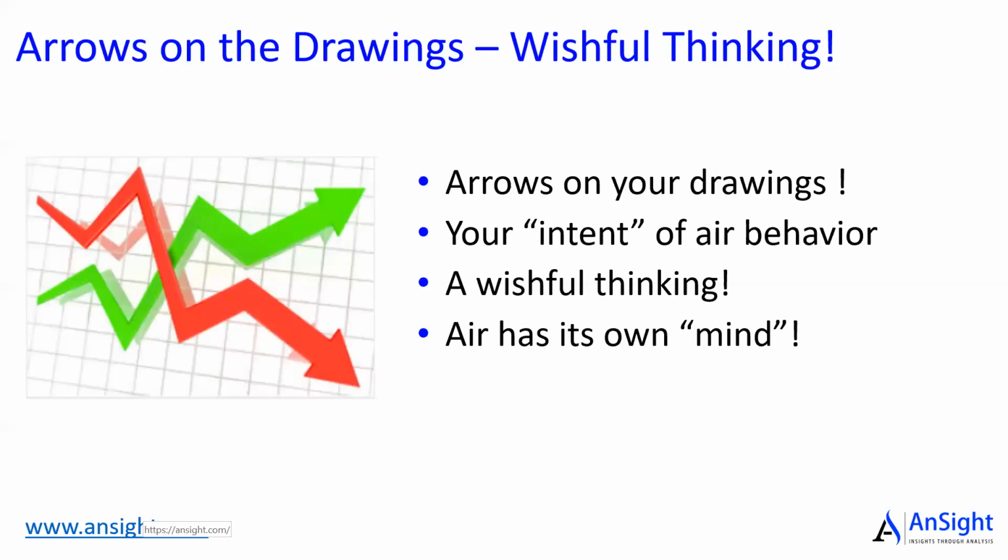Our engineers and architects are good at drawing arrows on their drawings. They draw even colorful arrows. They sometimes put a wiggle on the arrow just to show air movement. Well, that is our intent of air behavior. That's how we want air to move. It's wishful thinking. Air has its own mind, and we have to get into air's mind to understand what air will do.